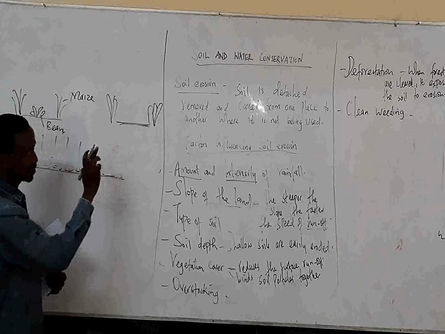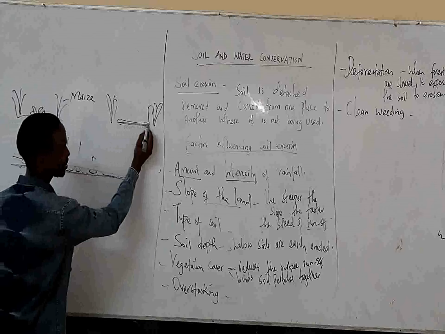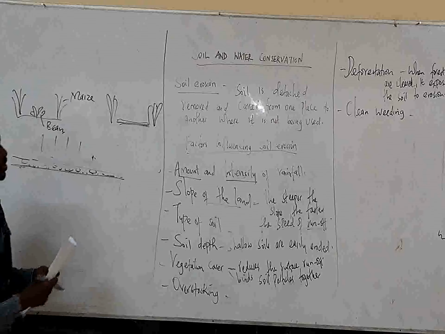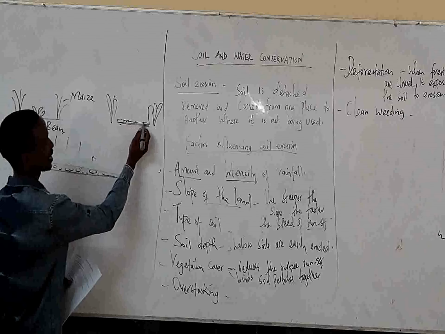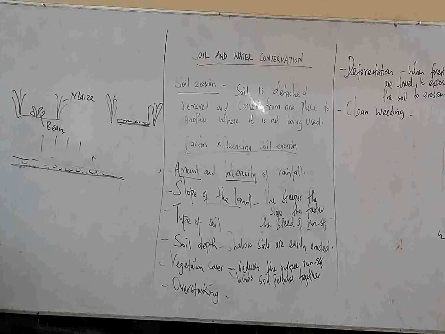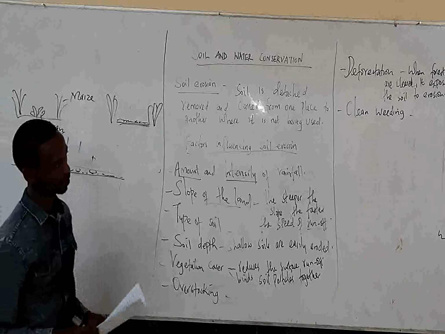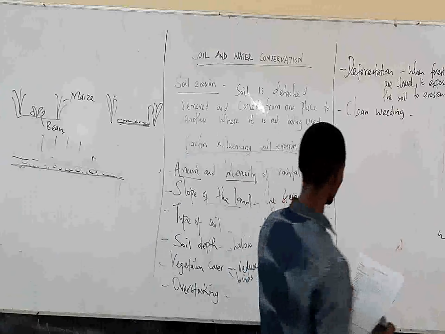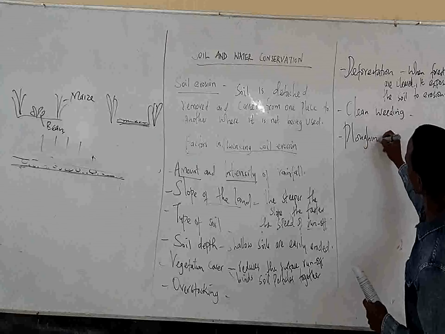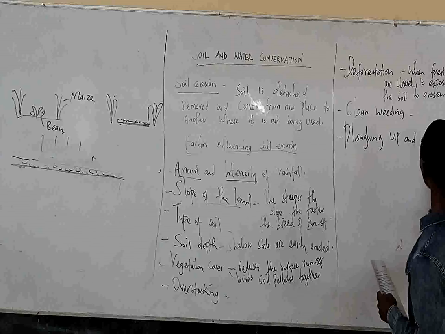And once green weeding has been practiced, it means that this soil over here will be left bare. And in case of very heavy rains, this soil will be detached and carried by the surface runoff. It will be carried by the rainwater, leading to soil erosion. Green weeding. Then we also have plowing up and down the slope.